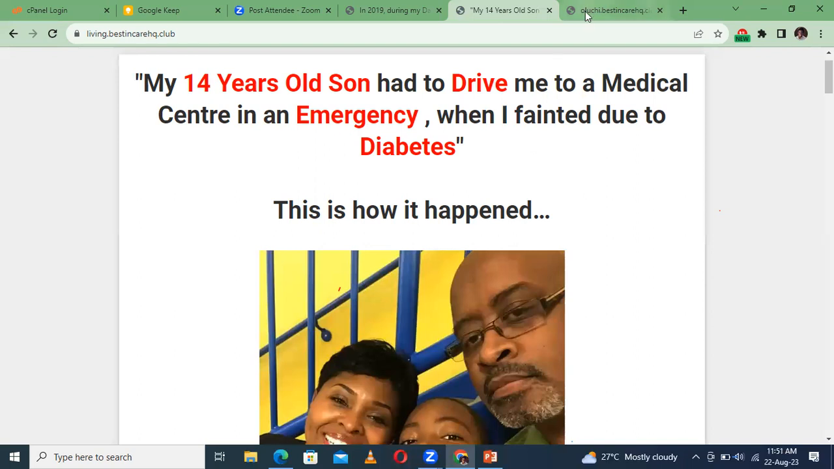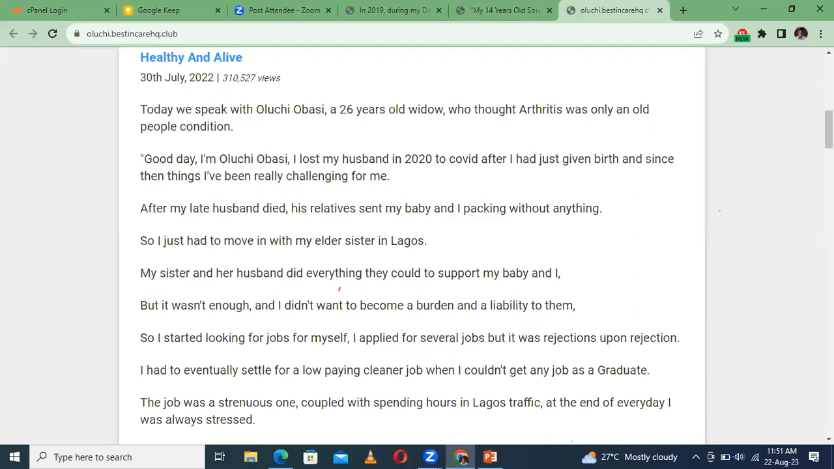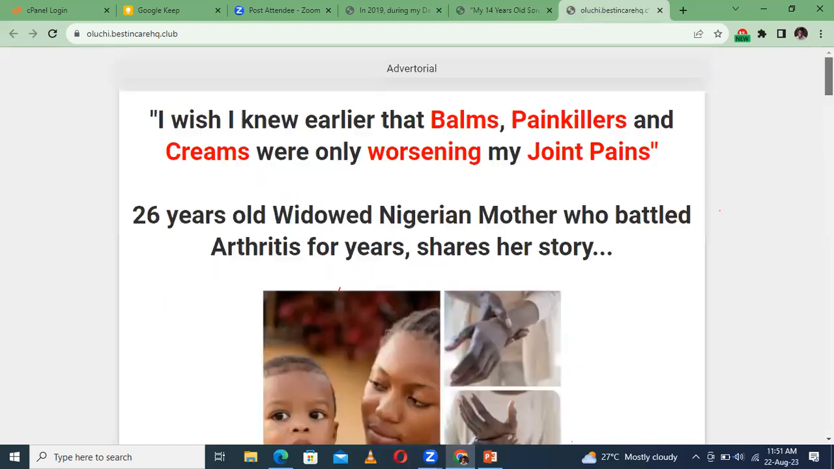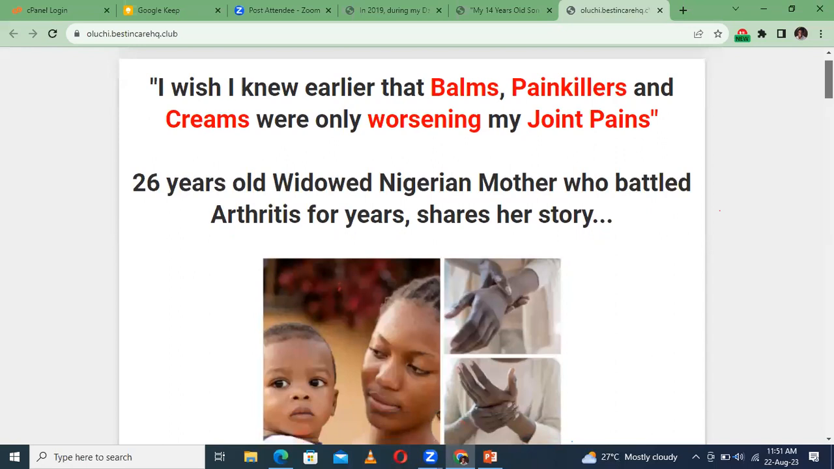So let's look at another example now. Let me show you the last one I showed you. So look at this one. I wish I knew earlier that balms, painkillers, and creams were only worsening my joint pains. 26 years old widowed Nigerian mother who battled arthritis for years shares her story. So does it obey the first law? Yes, it does. How does it obey the first law? Because arthritis was mentioned.